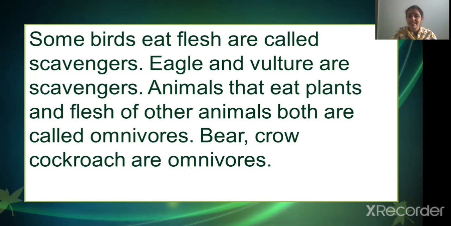Okay, children, let's read this passage again. Some birds that eat flesh are called scavengers. For example, eagle and vulture are scavengers. Animals that eat plants and flesh of other animals, both, are called omnivores. Bear, crow, cockroach are omnivores. Okay.